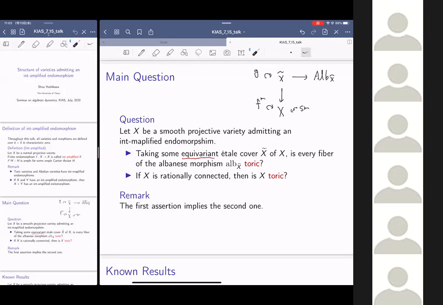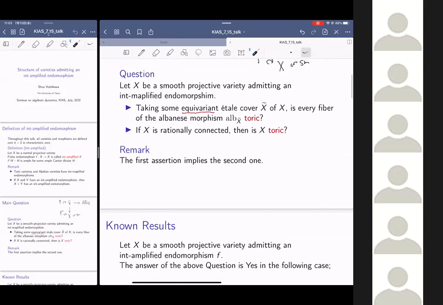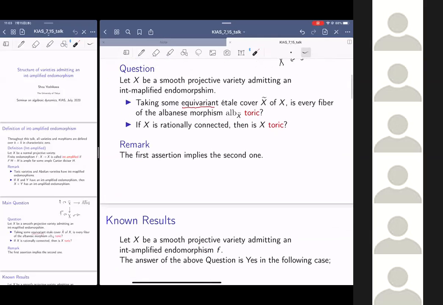We note that if the answer to the first question is yes, then the answer to the second question is also yes. Indeed, if X is smooth and rationally connected, then this cover is trivial, and the Albanese morphism is constant. So X is toric.